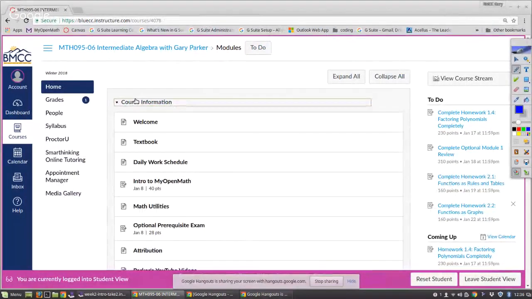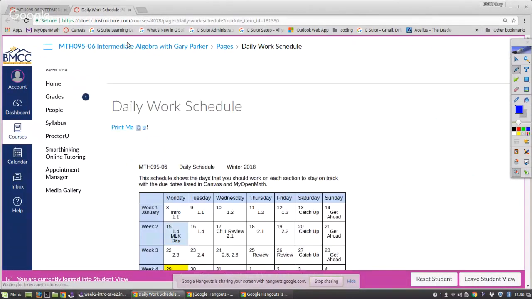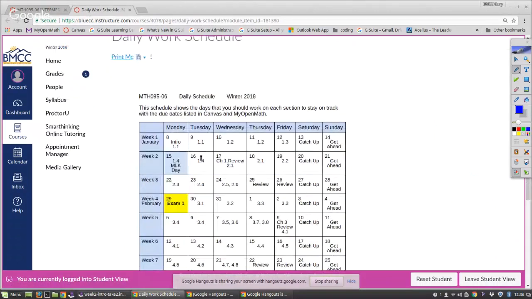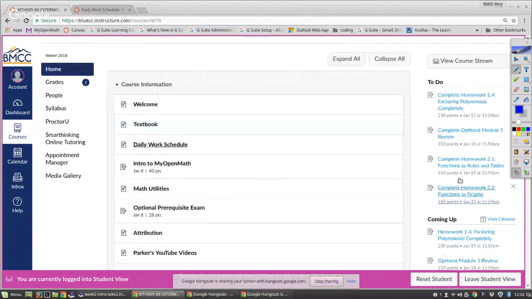So a couple things to remember. Daily work schedule shows what you should be working on each day. So today, Tuesday, the 16th of January 2018, you should be working on section 1.4. 1.3 should be done, as should be 1.1 and 1.2. There's going to be due date reminders here, so although you should be trying to finish 1.4 today, it's due tomorrow.